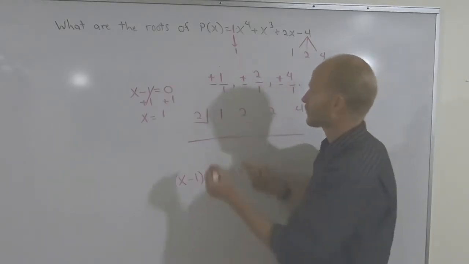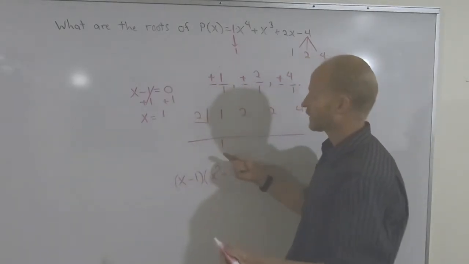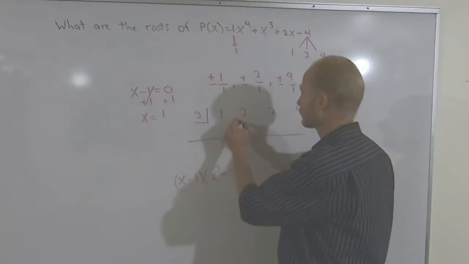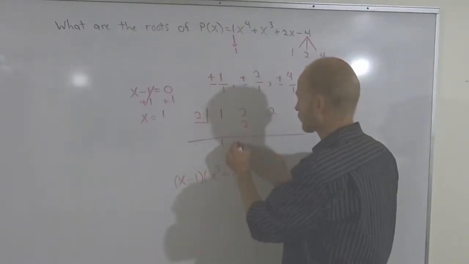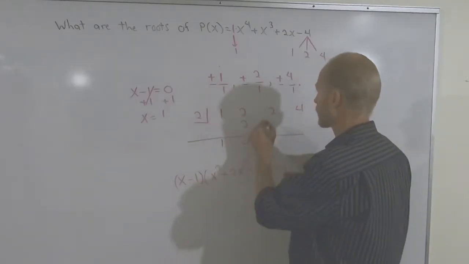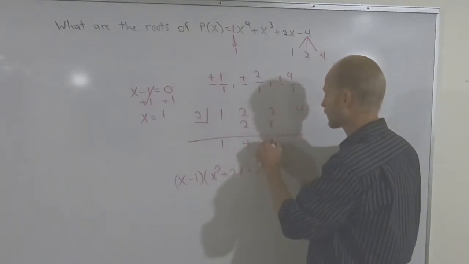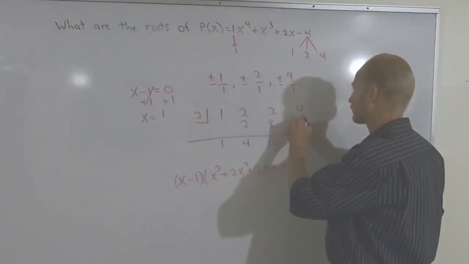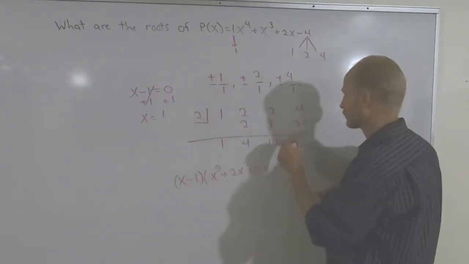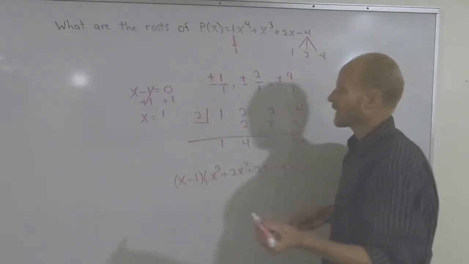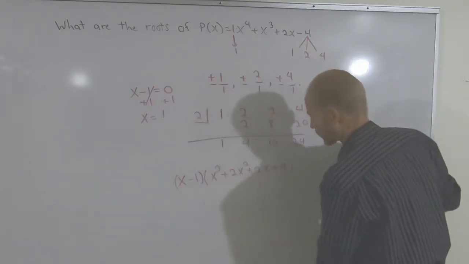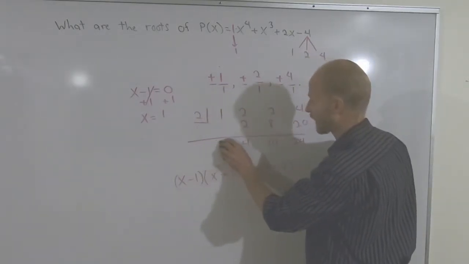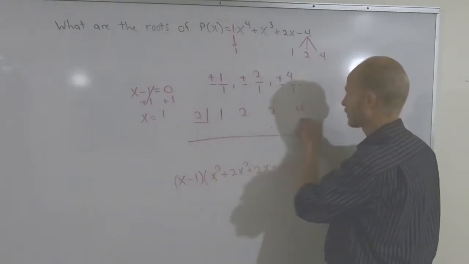Okay, drop your first term and multiply. 1 times 2 is 2. 2 plus 2 is 4. 4 times 2 is 8. 2 plus 8 is 10. Oh, not looking good. 10 times 2 is 20. And 4 plus 20, not 0. It's 24. So that didn't work. Again, we'll just keep this nice, fast pace going.